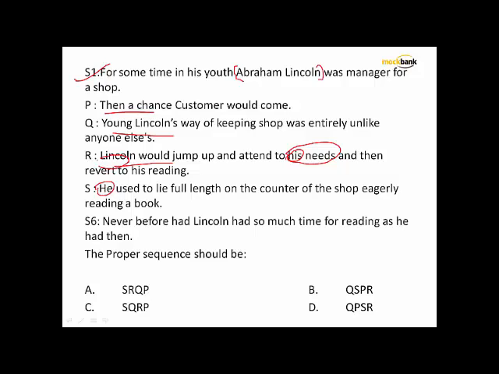I have a Lincoln here, I have a Lincoln here, and I have a customer over here. So I can get that this particular his as a pronoun is being used for customer. That means in any of the options, my statement number P would come before statement number R. Right? That means PR would be a pair for me. Now if PR is a pair for me, I can cut down on this option, I can cut down on this option. I'm left with option number B and D.